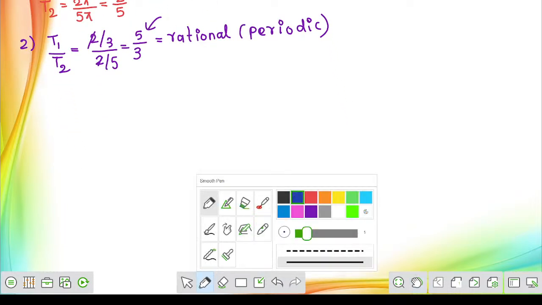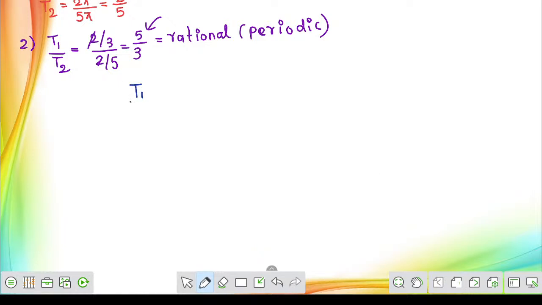The next step is T1 by T2 equal to what it is given, sir? 5 upon 3. Now just take the cross product of this one. 3 times of T1 equal to 5 times of T2. We can write like this. After writing this, take either 3 times of T1 or 5 times of T2 to calculate the fundamental time period. That's it. This is the formula.